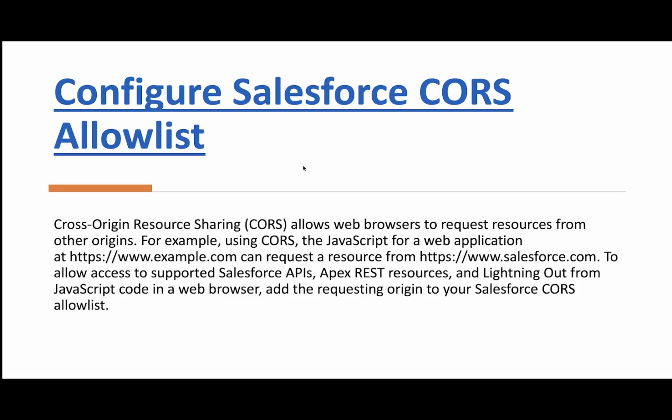What is the CORS allow list? CORS means cross-origin resource sharing, which allows a web browser to request resources from another origin. For example, using CORS, the JavaScript for a web application, any website where the JavaScript is there, can request a resource from Salesforce. To allow access to the supported Salesforce API, Apex REST, and Lightning Out from JavaScript code in a web browser, add the requesting origin to your Salesforce CORS allow list.